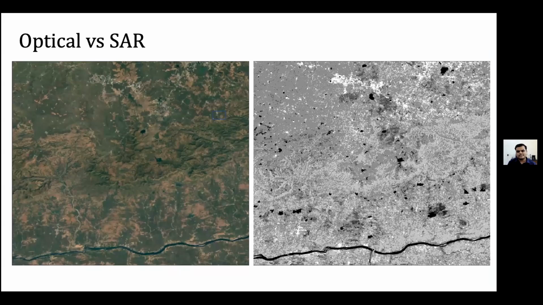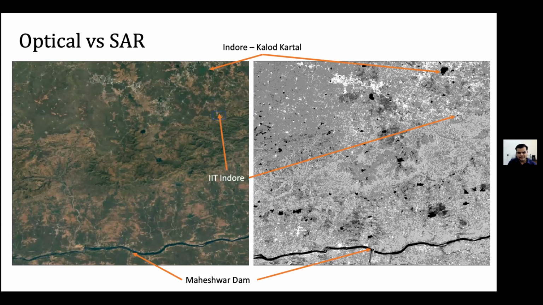So how do these data sets look? On the left side is an optical image of the Narmada River and surrounding region. On the bottom is the Narmada River, and then we have the surrounding regions nearby. On the right hand side is Sentinel-1 data. I have just converted it into a bitmap image, so it doesn't have that many levels of DN values. Where I'm located right now, this IIT Indore, it looks completely different in both radar and optical image, and there are some interesting things.